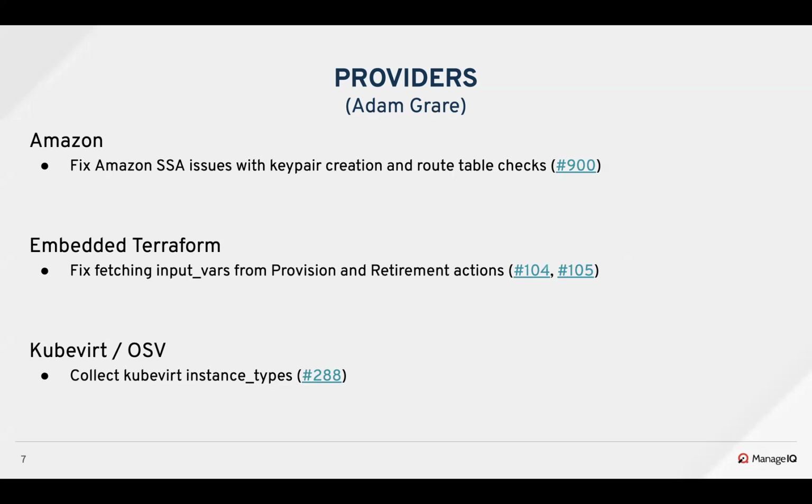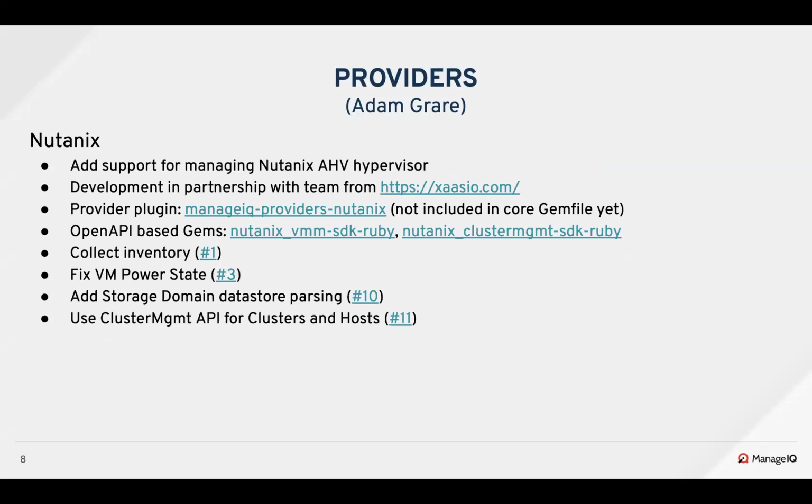For embedded Terraform, Manoj fixed fetching of input vars from provision and retirement actions after some refactoring done earlier. And for KubeVirt and OpenShift virtualization, we are now collecting KubeVirt instance types. So if there are any instances that were created from essentially Amazon-style flavors, we'll have that link made now. And this will be used for reconfigure in the future. Next slide.